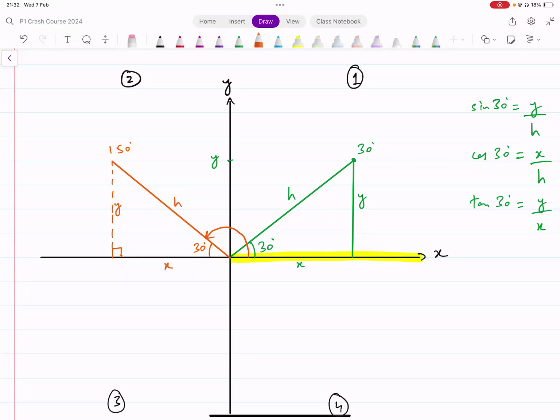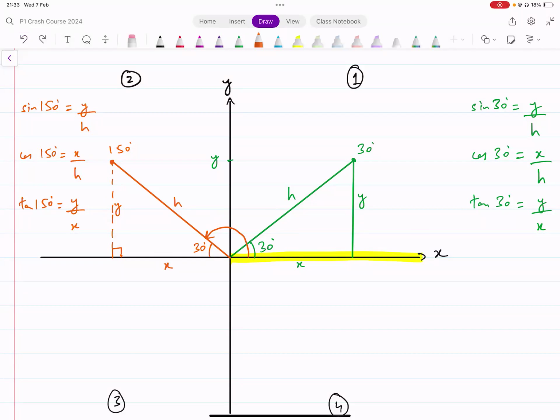Now, what about sine, cos, and tan here? We can say sine of 150 is equal to y over h. Cos of 150 is equal to x over h, and tan of 150 is equal to y over x. So now the angle that we're talking about is this 150 angle, right? That's the angle of this line that we have in the second quadrant. Remember how we measure angles? This is how we measure angles, 150 degrees. And now this point has coordinates y and x.